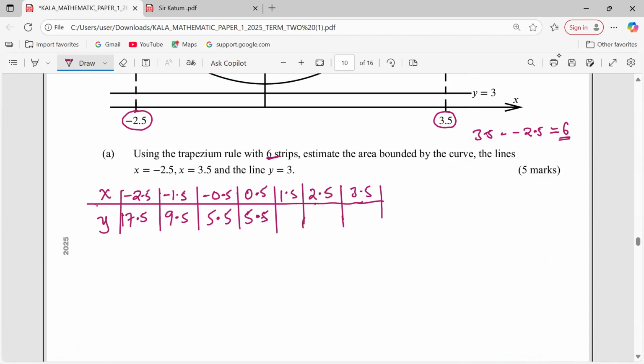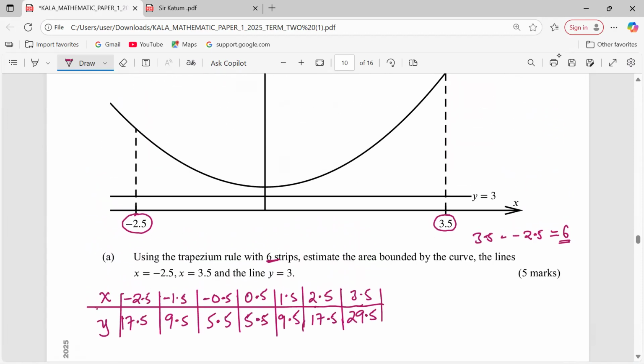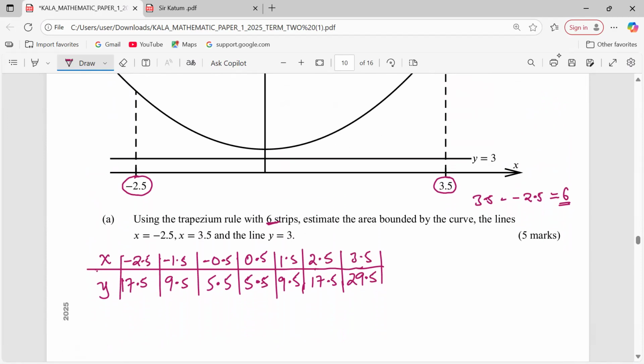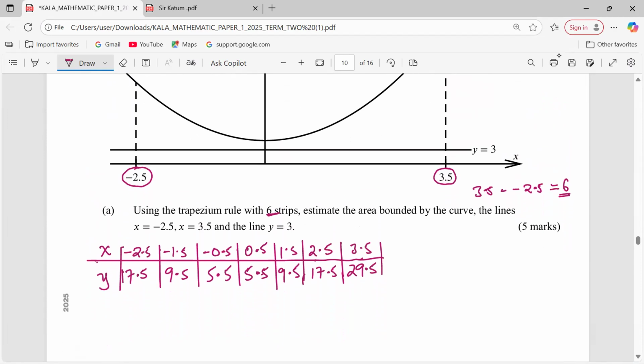Let's check at 1.5. 2 into 1.5, we square, plus 5, giving us 9.5. Then 2 into 2.5 squared plus 5, we get 17.5. And finally, 2 into 3.5 squared, and we add 5. This is 29.5. So the area we will get now, according to the trapezium rule, will be the area between the curve and the x-axis. Let's take note of that.